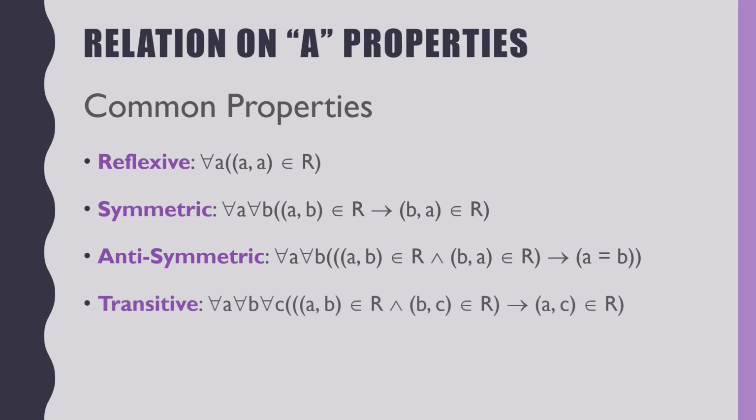Last one, transitive. This is a lot simpler than it looks. This is basically the old idea that if x equals y and y equals z, then x equals z. So for all A and all B and all C, if A comma B is an element of the relation and B comma C is an element of the relation, then A comma C should be an element of the relation. So in other words, we have AB, BC, then there needs to be an AC. Do you see the transitive nature of that? Does that make sense?